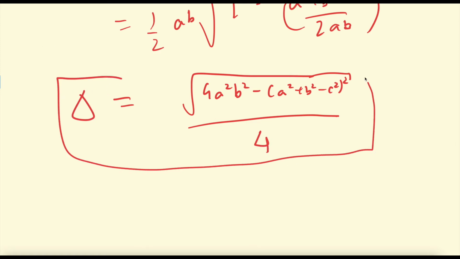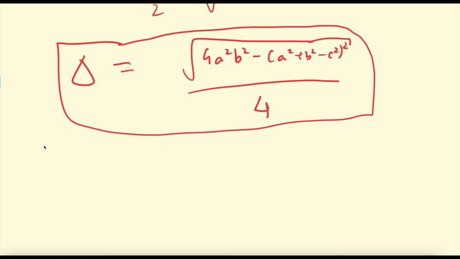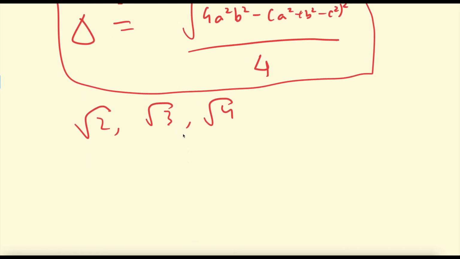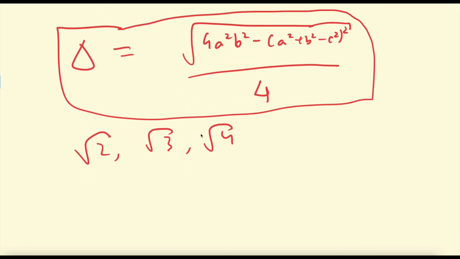Now one thing which I really like about this formula is that everything is in squares. So if you have weird sides like root 2, root 3 and root 4, then using Heron's formula it will be pretty tricky to solve, because you'll have sums of roots and you have to multiply them with other sums, which will get really messed up, and you'll have to take a square root of them afterwards.